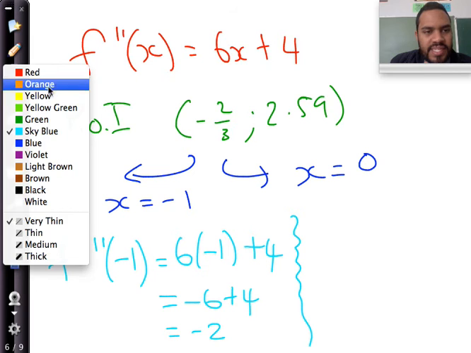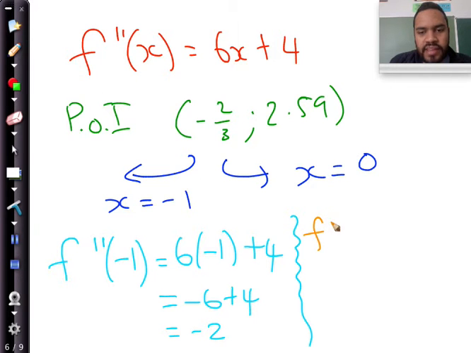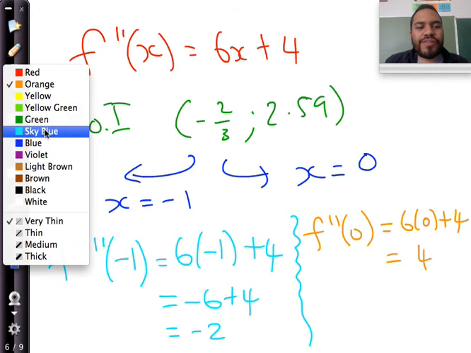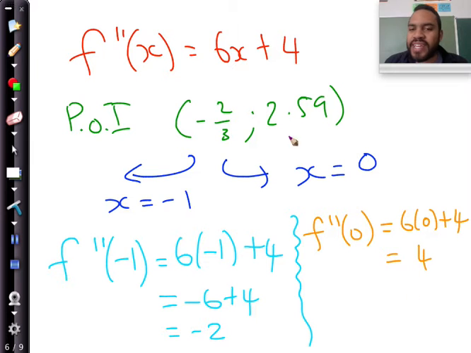Then, let's take the other one. F double prime of 0. That's going to be 6 multiplied by 0 plus 4, which is going to give you what? 4. Now people, I've chosen 2 points. Do you see this? Or 2 x values. One x that's after the point of inflection and one x that's before the point of inflection.